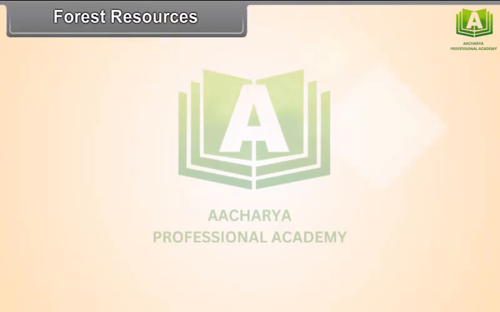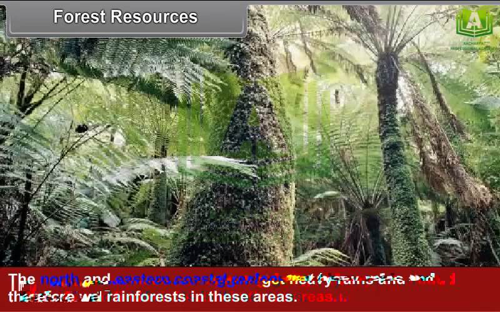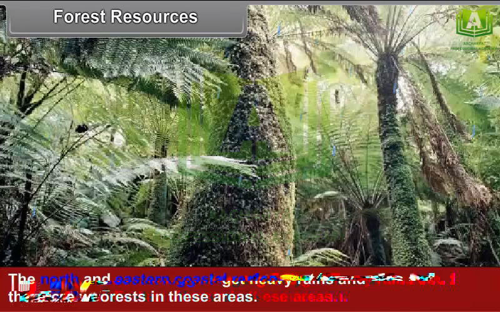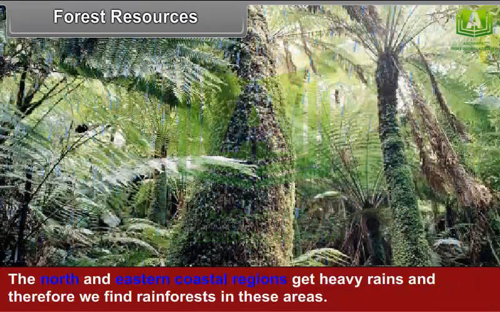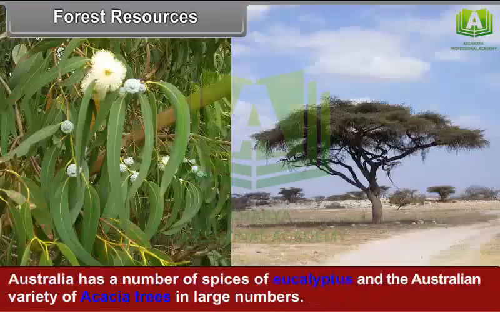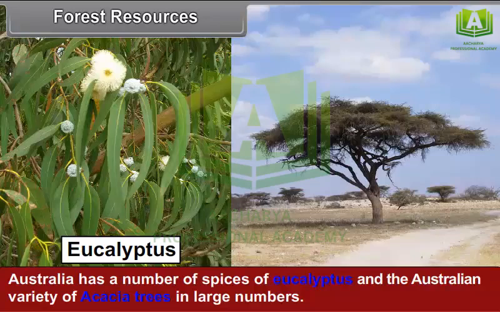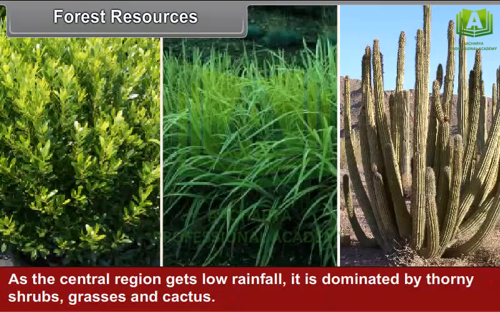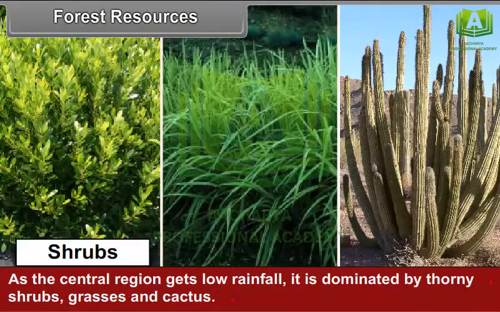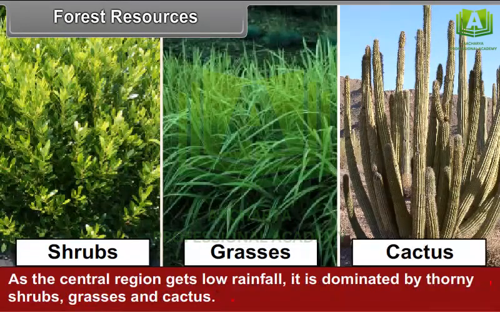Forest resources. The north and eastern coastal regions get heavy rains and therefore we find rainforests in these areas. Australia has a number of species of eucalyptus and the Australian variety of acacia trees in large numbers. As the central region gets low rainfall, it is dominated by thorny shrubs, grasses and cactus.